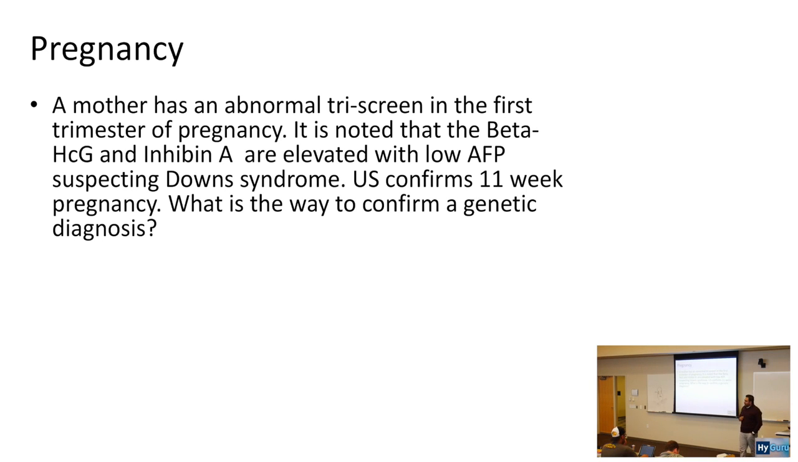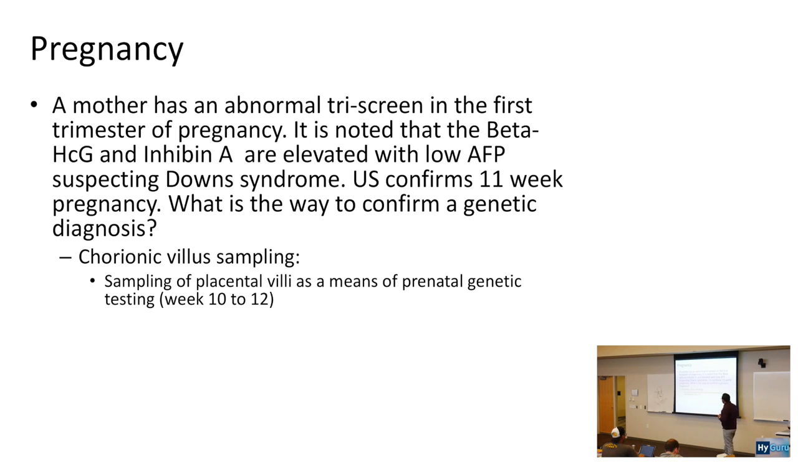What is the best way to confirm a genetic diagnosis? The best way during this time to confirm a genetic diagnosis is chorionic villus sampling. So chorionic villus sampling is sampling of the placental villi as a means of prenatal genetic testing, and that can be done anywhere between week 10 to week 12.